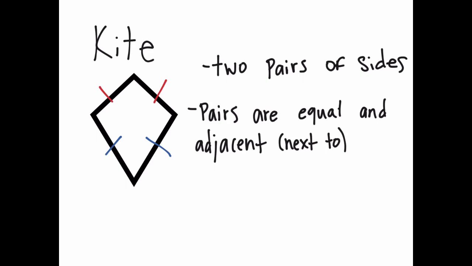And they're also going to be adjacent, which means they're next to each other. So here's where they meet and here's where they meet. So obviously these are going to be considered adjacent because they are meeting, they are next to each other.